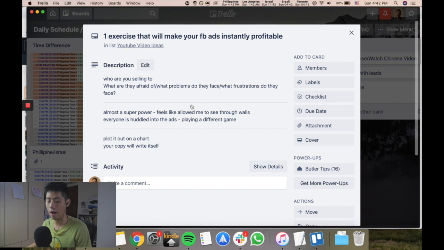After I realized this and implemented it across different accounts, it felt like a superpower because I can see through walls. I know it's a bit crazy to say, but everyone is huddled into the ads game. Everyone's huddled into Business Manager. I'm not into Business Manager, you know. You've got to see things from a macro point of view.